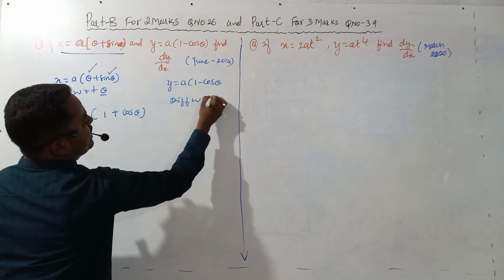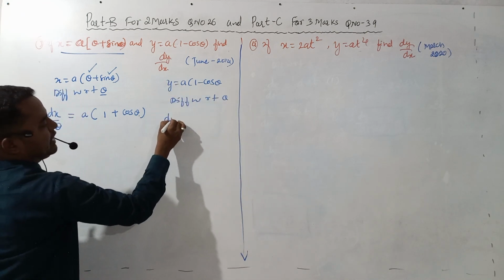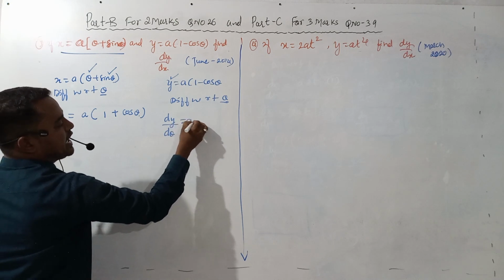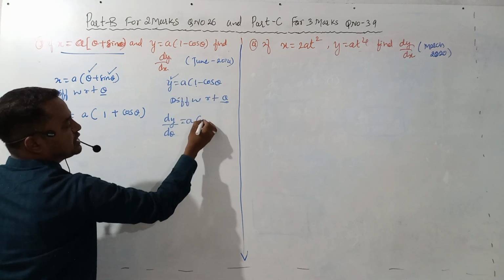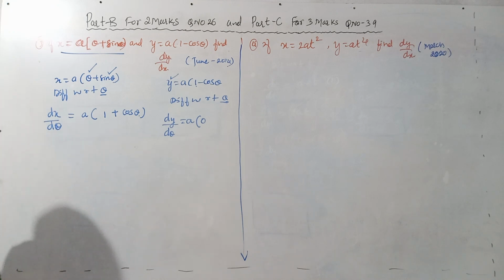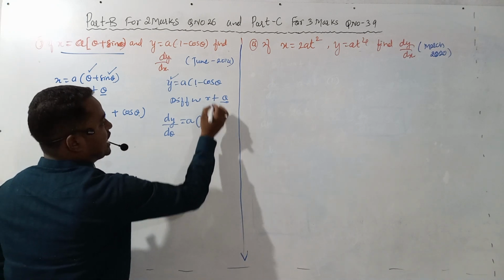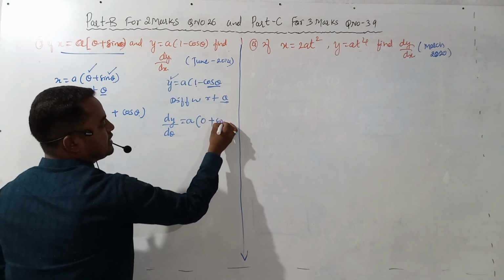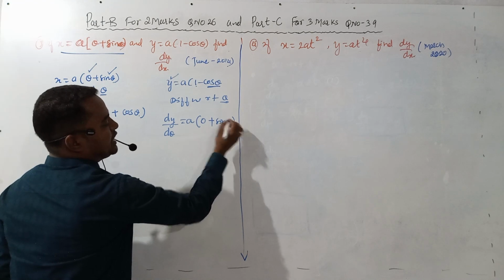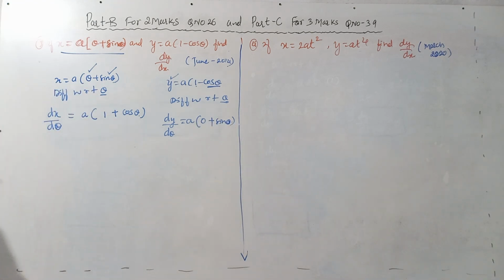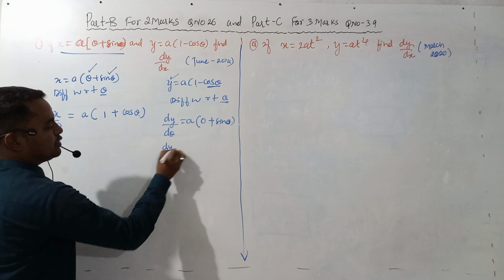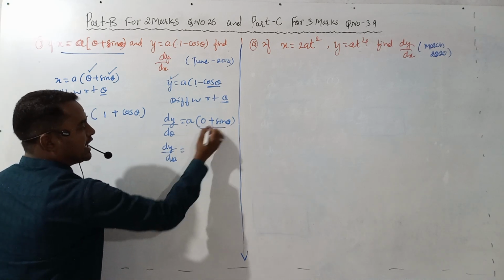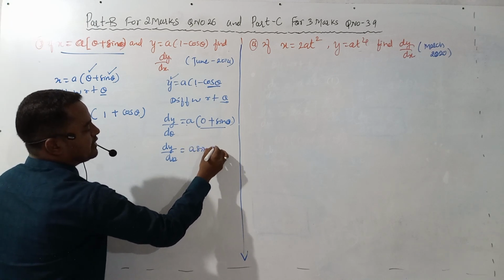Now y is equal to a into 1 minus cos theta. Differentiate with respect to theta. Dy by d theta: this a as it is, derivative of 1 is 0, minus derivative of cos theta, which is minus sine theta, and this minus becomes plus. Derivative of theta is 1. So dy by d theta is equal to 0 plus sine theta, that is a sine theta.